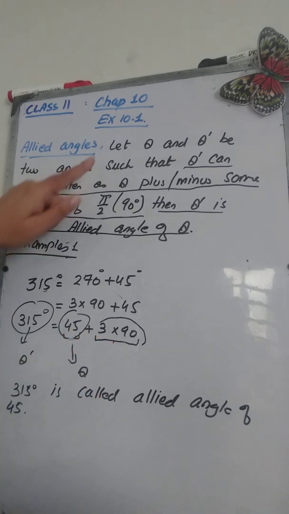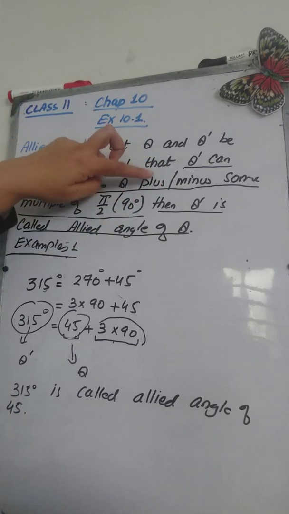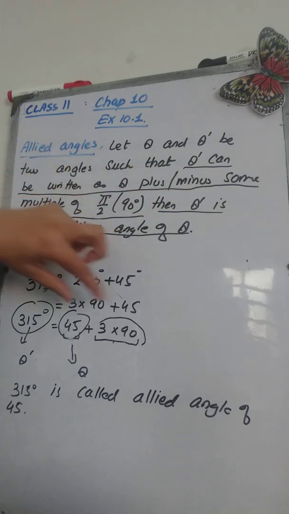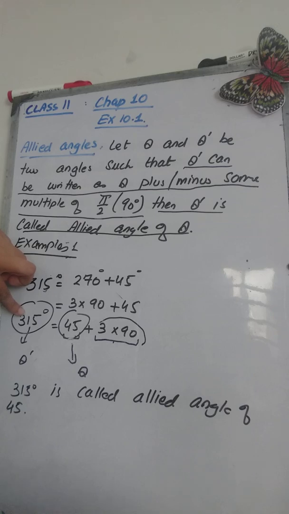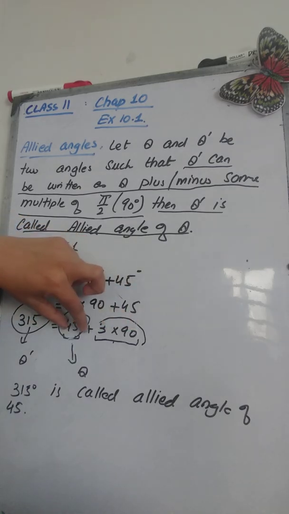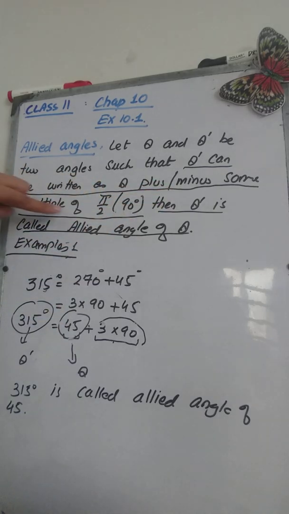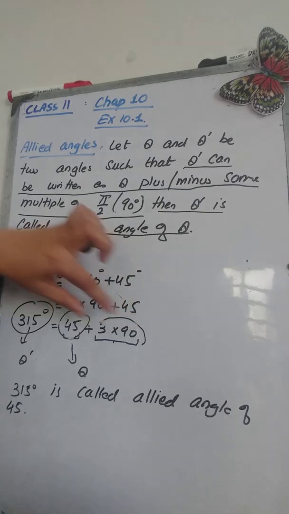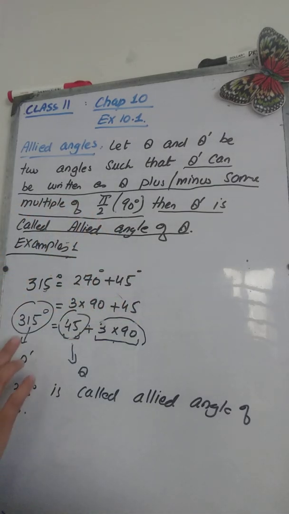Because theta dash is written as a multiple of 90 plus some theta. So let us read the definition again. Let theta and theta dash be two angles such that theta dash can be written as theta plus or minus some multiple of 90. This is a multiple of 90 plus 45 equals 315. So this angle theta dash is written as a multiple of 90 plus theta. This is some multiple of 90, this is theta and this is theta dash. If it happens like this, then these two angles are called allied angles of one another.